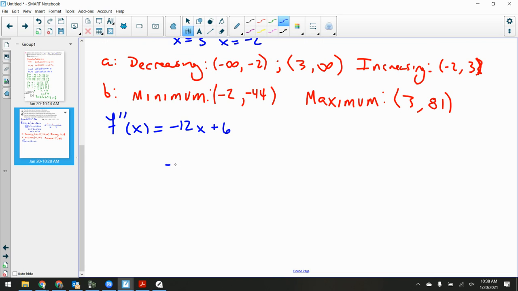All right, so -12x plus 6. The zeros of this, -12x plus 6 equals 0. The critical points of that are going to be the possibilities of the inflection points. Again, possibilities of the inflection points. We subtract over the 6, and then we divide. So that's 1/2.